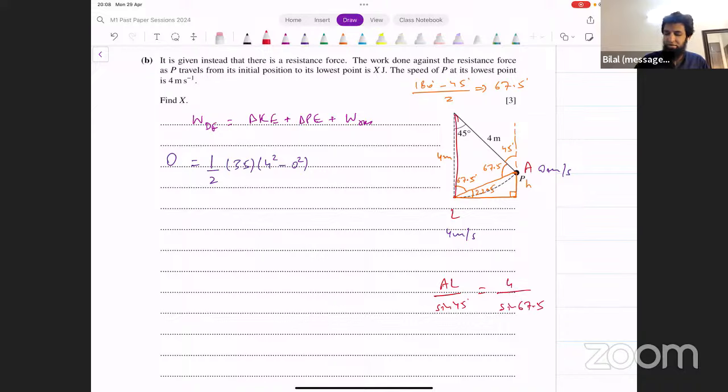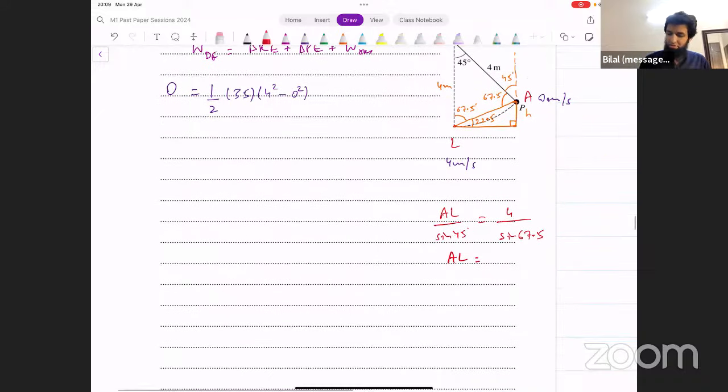I'm using this triangle. In this case, I can find the length AL and see what that turns out to be. 4 sine of 45 divided by sine of 67.5, and that's giving me 3.0615. That's the length AL.